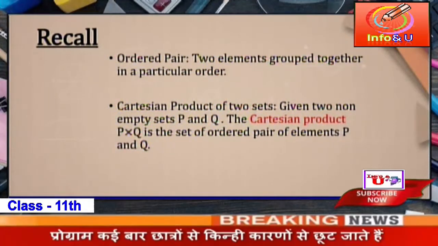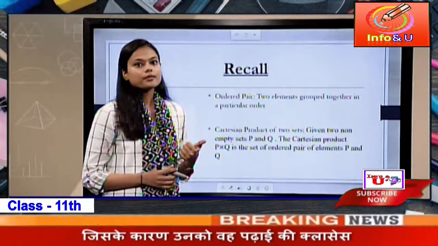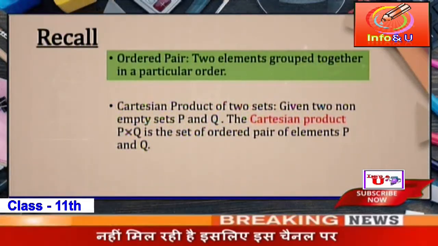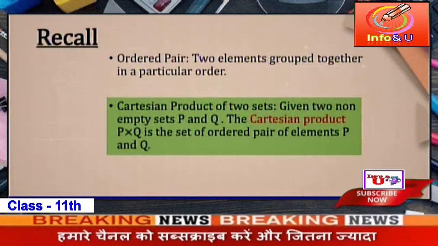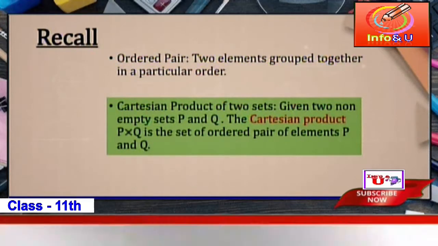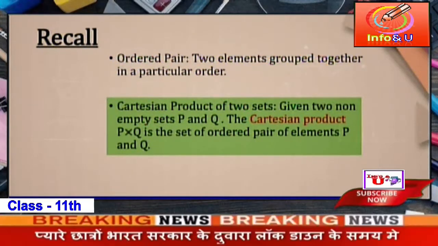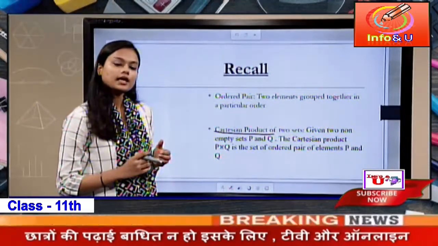In the previous episode, we studied ordered pairs, that two elements grouped together in a particular order is said to be an ordered pair. Cartesian product of two sets: when we have two non-empty sets P and Q, the Cartesian product P with Q is the set of all ordered pairs where the elements come from P and Q.